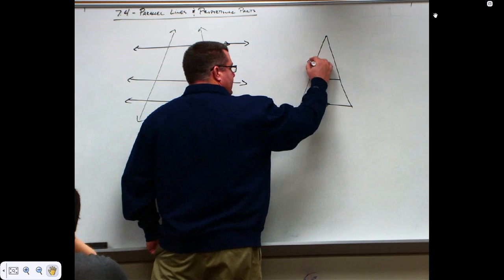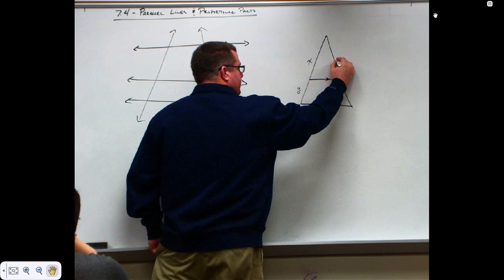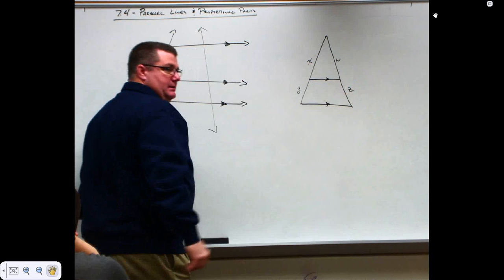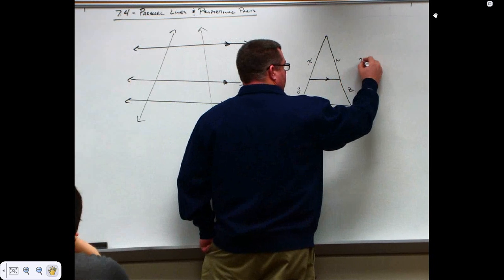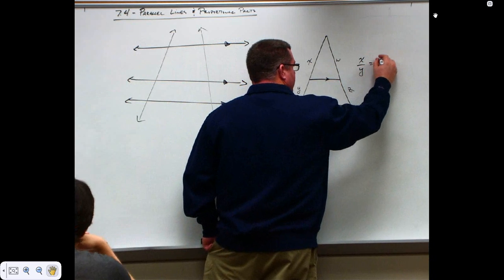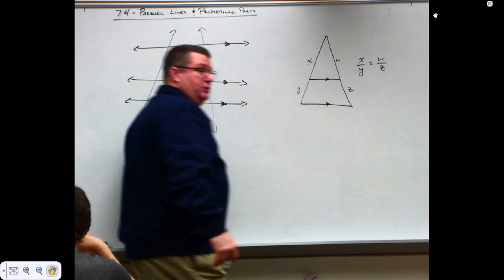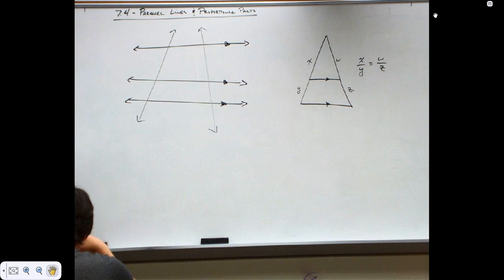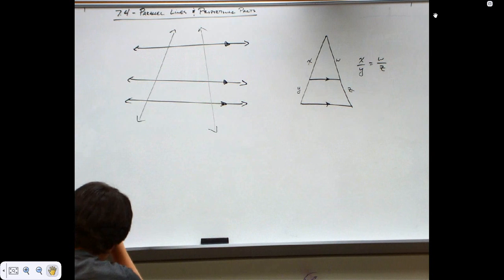And what did I say? That X over Y would always equal W over what? When these are parallel, X over Y equals what? W over Z. Proportional parts, right? Well, they extend this there to include what?